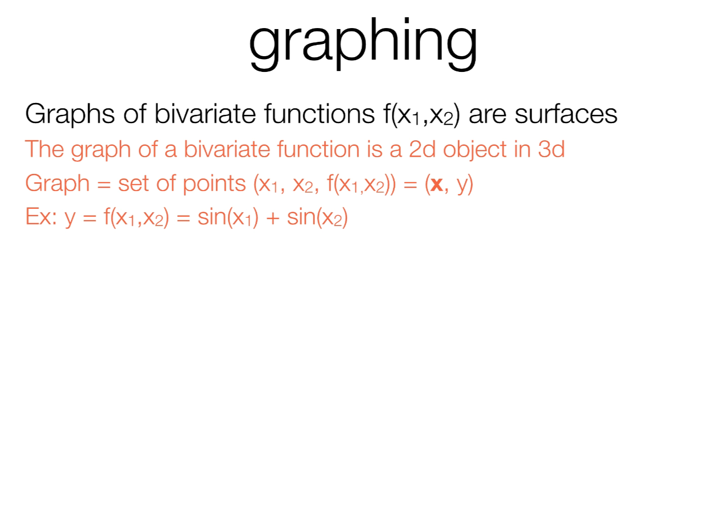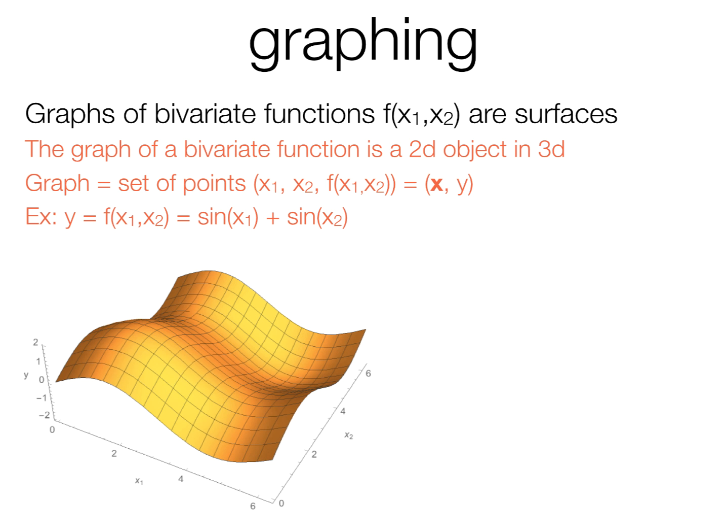As an example, take now the function y equals f of x1, x2, which is equal to sine of x1 plus sine of x2. Of course, to evaluate that, somebody gives you an x1 and an x2. You plug those numbers into the sine function, and then you add the outputs. If we were to actually graph this, we would see this sheet in three dimensions that looks like this, which is kind of like a multivariate sinusoid.